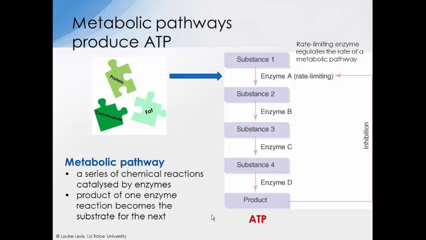So this is really important in exercise because we want to make sure that our muscle cells are producing the right amount of ATP to support muscle contraction and therefore support exercise. So a metabolic pathway, in summary, is a series of chemical reactions catalyzed by enzymes. And we'll look at specific examples of these metabolic pathways that produce ATP in the following subtopics. And again, important point to note that the product of one enzyme becomes the substrate for the next.